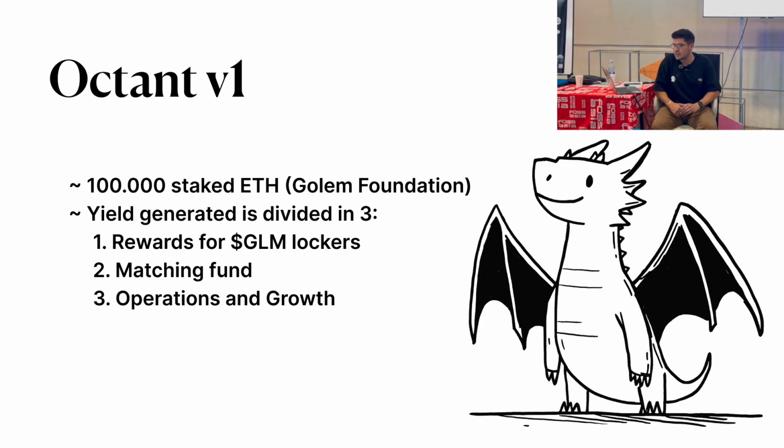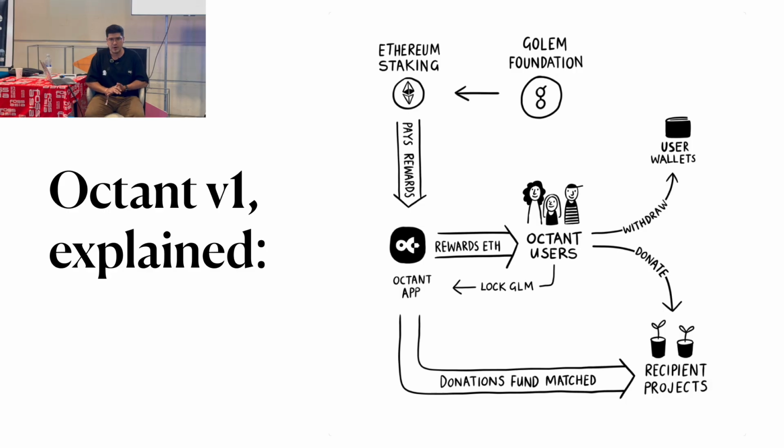So at Octant V1, we staked 100,000 ETH that came from the Golem Foundation. We run our own node operations that generate yield, and we redistribute the yield in 3 different categories. We have a token called GLM, and a part of the rewards go to our users that are GLM lockers. Then the second part of the yield goes to a matching fund, and the third part goes to our own operations and growth of the project. This is how Octant V1 worked.